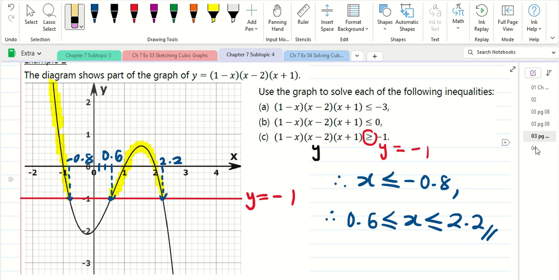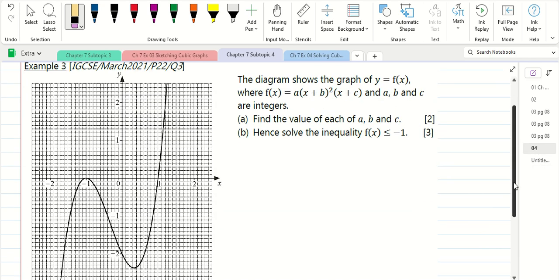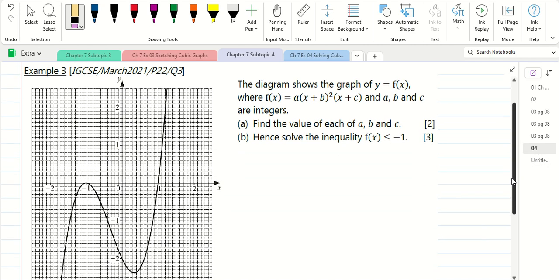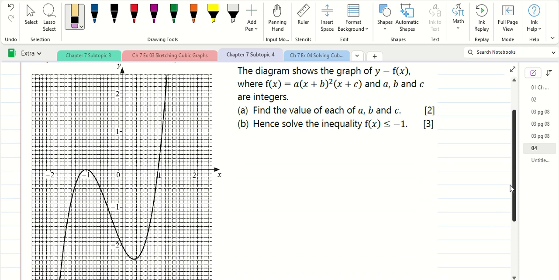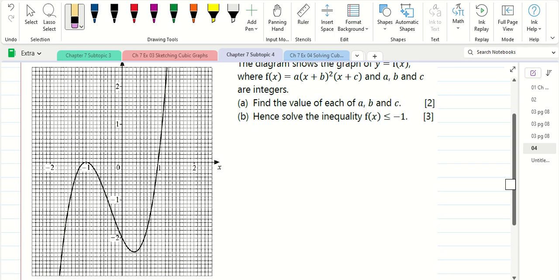All right, so let's have a look at the last example. Over here you have a past year paper question. The diagram shows the graph of y equals f(x), where f(x) equals a(x plus b) squared (x plus c), and a, b, c are integers. So part A, find the value of each a, b, and c, and hence solve the inequality f(x), which is the cubic graph, is less than or equal to negative 1. This is kind of related to our previous lesson on how to make the equation of a cubic graph.